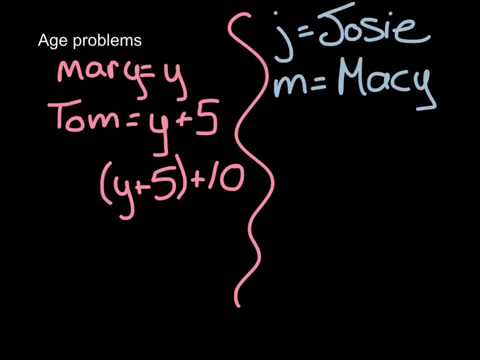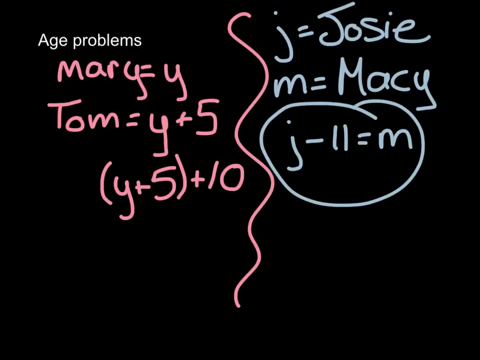If Josie is 11 years older than Macy, then we have to take Josie's age, and in order to get to Macy's age, are we subtracting or adding? We're subtracting 11 years, right? Because she's 11 years older than Macy. So that equals Macy's age. So there's your answer: J minus 11 equals M.